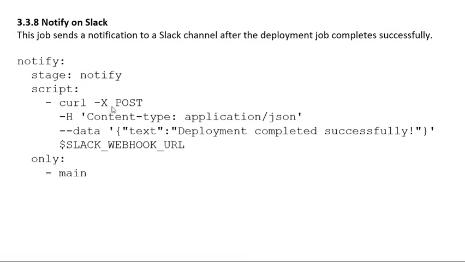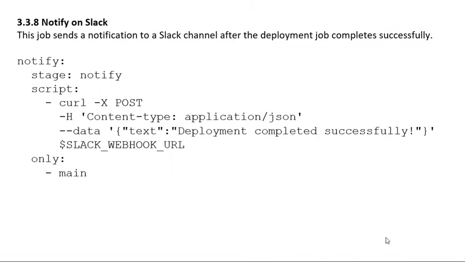curl -X POST with capital letters, -H with a capital H, 'Content-Type: application/json', --data '{"text": "Deployment completed successfully"}' and then $SLACK_WEBHOOK_URL in capital letters, and only: - main.